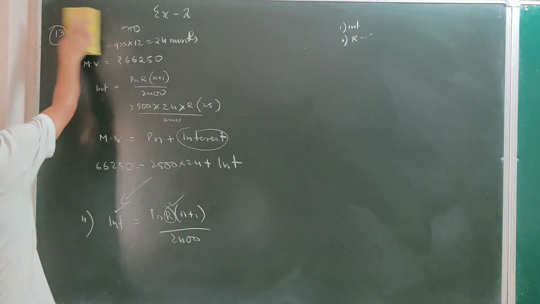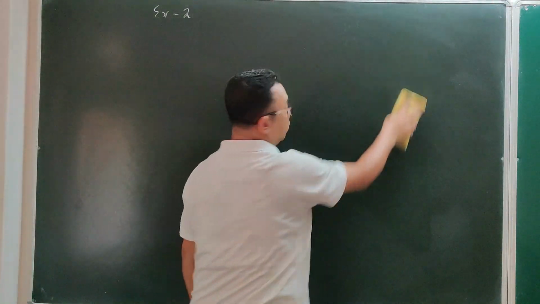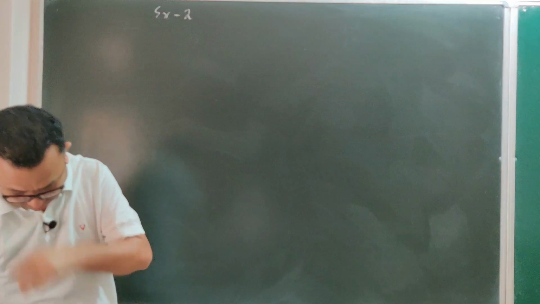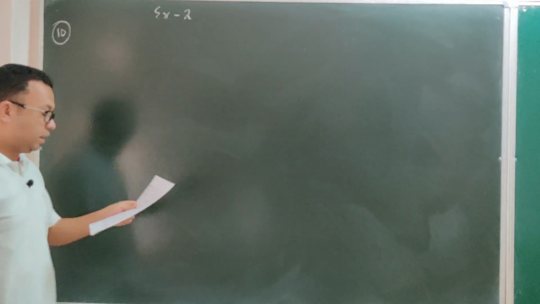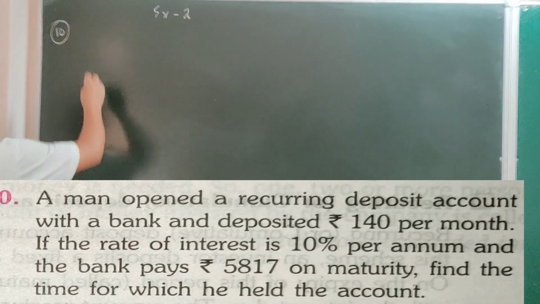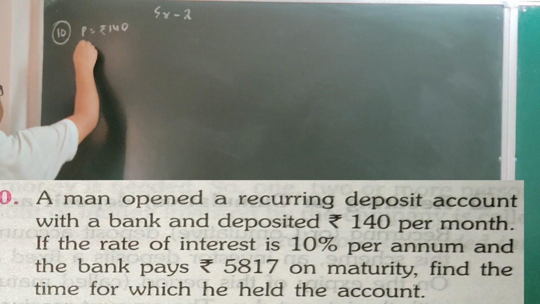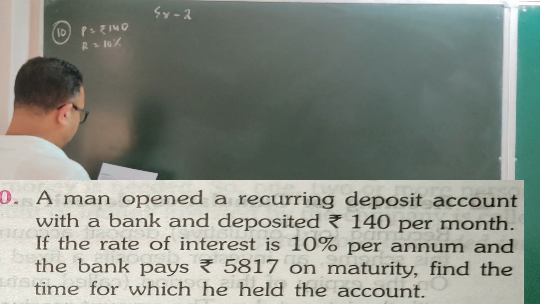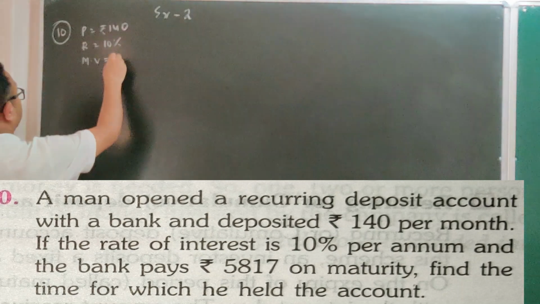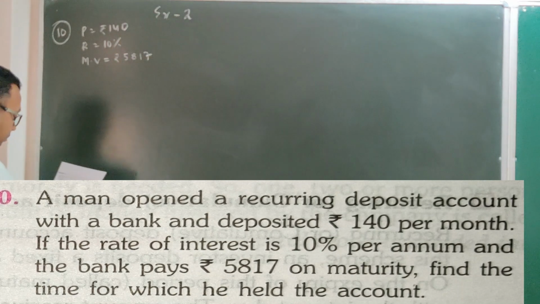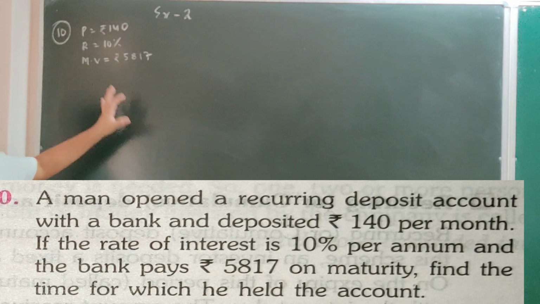So then let me now go to a question where you have to do calculation of time. Okay, so calculation of time. Yeah, question number 10 has a calculation of time. Let us see now what it says. A man opened a recurring deposit account with a bank and deposits rupees 140 per month. So principal is rupees 140 per month. If the rate of interest is 10%, and the bank pays him ₹5,817 on maturity, find the time for which the account was held. So that means the question is telling you to find the time.